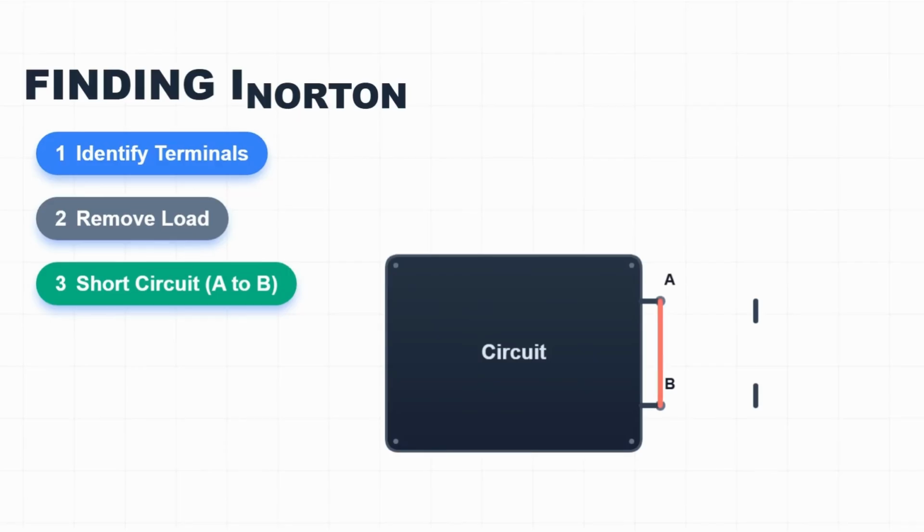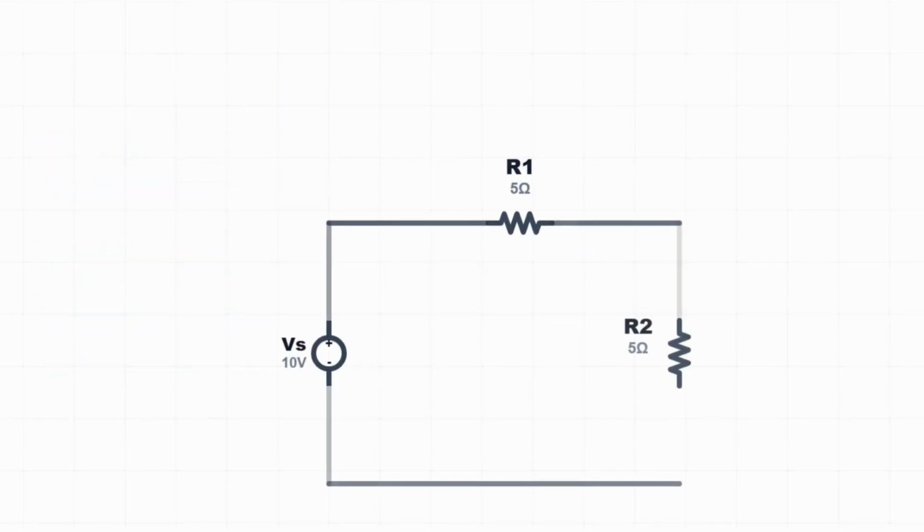By shorting the output, we force the current to show itself. Step 4, calculate the current flowing through that short wire. That current is I Norton. Let's try a mental example. Imagine a 10-volt source with two 5-ohm resistors in series.